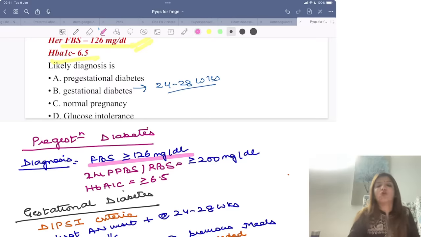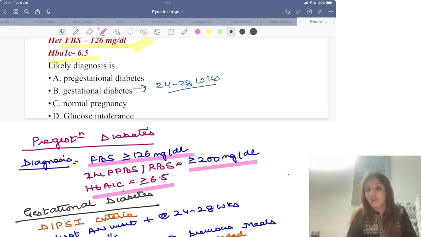Fasting blood sugar more than or equal to 126. This is the normal criteria for diabetes. You all know that in non-pregnant females and males, that is how you come to know: fasting blood sugar more than 126, 2-hour postprandial more than or equal to 200, HbA1c more than or equal to 6.5.